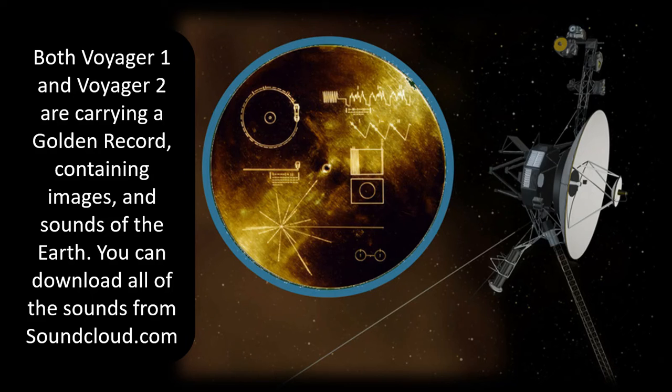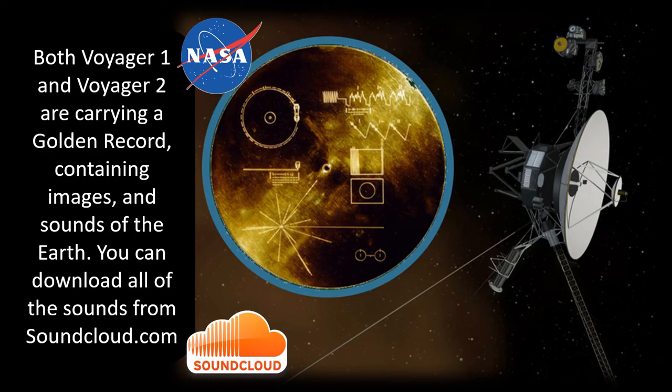Both of the Voyager spacecraft, which were sent in 1977 and are now continuing their journey through space, both Voyager 1 and Voyager 2 are carrying a golden record containing images and sounds of the Earth. If you want to hear all of the sounds, you can go to soundcloud.com, go to the NASA account, and then you can download all of the audio from the golden record, which includes sounds of nature, animals, rain, storms, and also greetings in many, many languages, including English and Vietnamese.